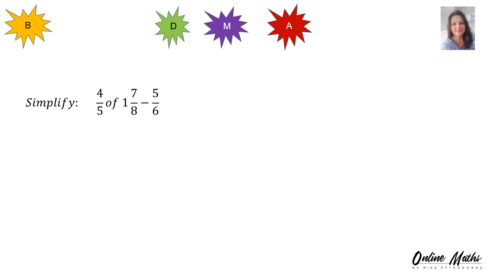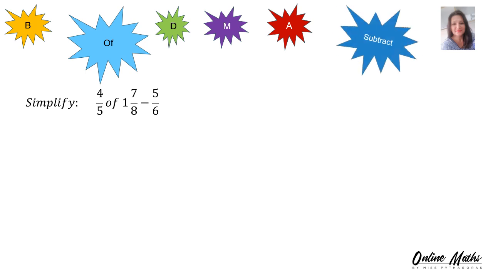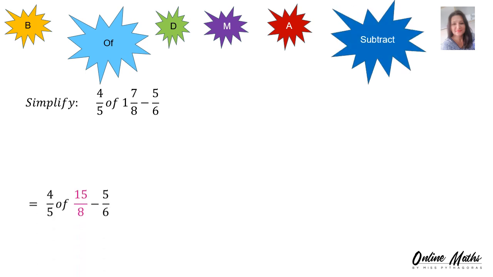Now on this one, simplify 4 over 5 of 1 and 7 over 8 minus 5 over 6. So then it's very clear that we're going to start with the "of" and then the subtraction. First of all, I'm going to change the 1 and 7 over 8, which is a mixed number, into an improper fraction by saying 1 times 8 plus 7 is 15 over 8.